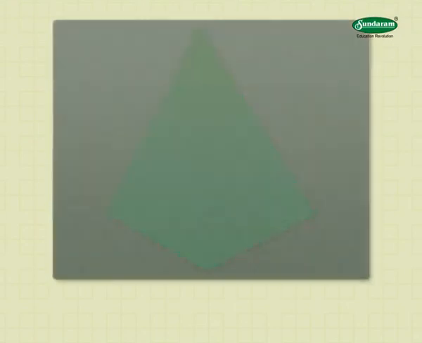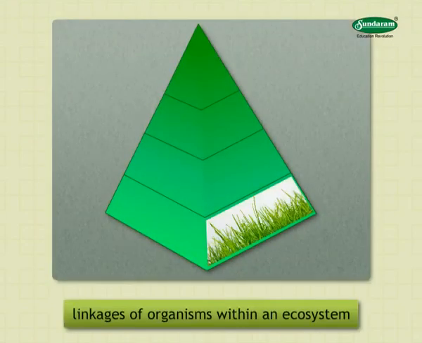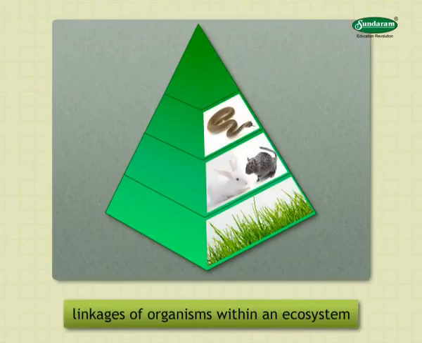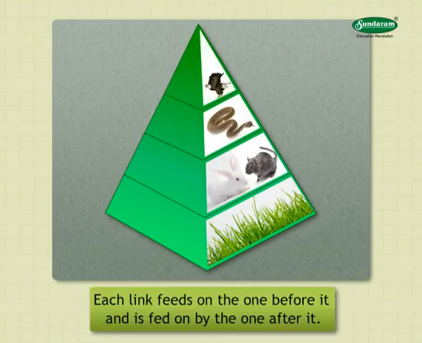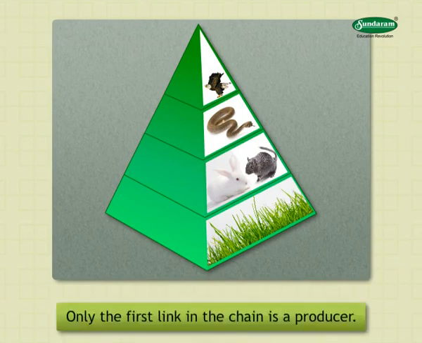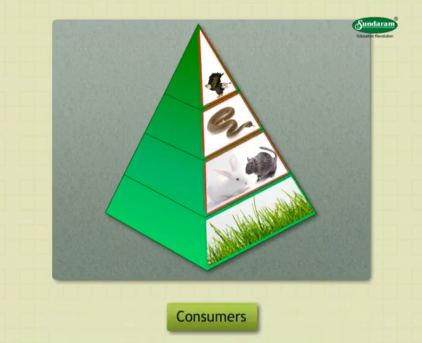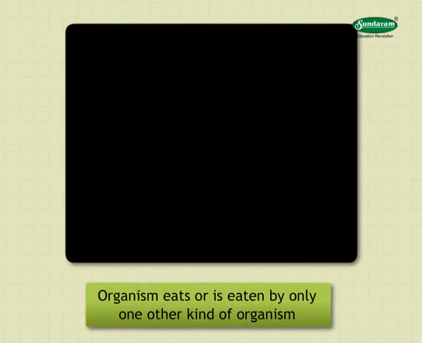Food chain and food web. Food chain is linkages of organisms within an ecosystem in which each link feeds on the one before it and is fed on by the one after it. Only the first link in the chain is a producer and all the rest are consumers.